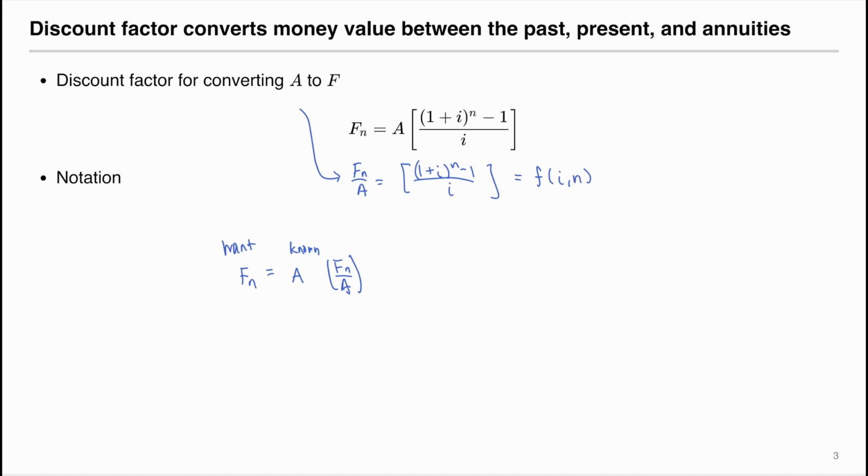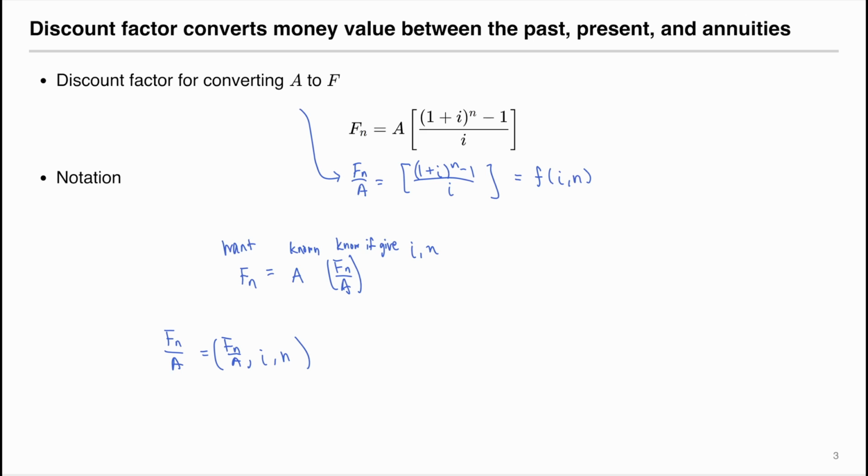And this discount factor is also known, given the annual interest rate i and the consecutive years n that we are having the annuity. And since these two are known, we can calculate the thing that we want, which is the future value. Notation-wise, the textbook uses a notation that is initially confusing, but after thinking about it, it is justified. They write F over A as (F/A, i, n).